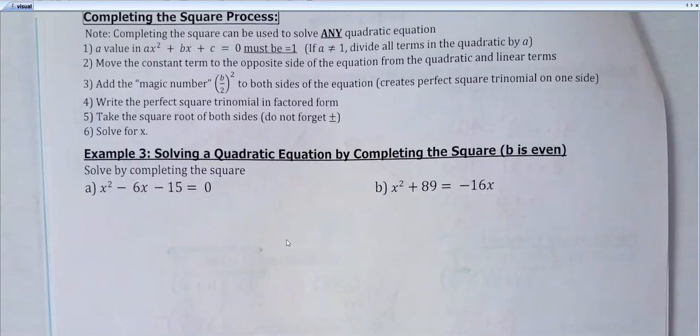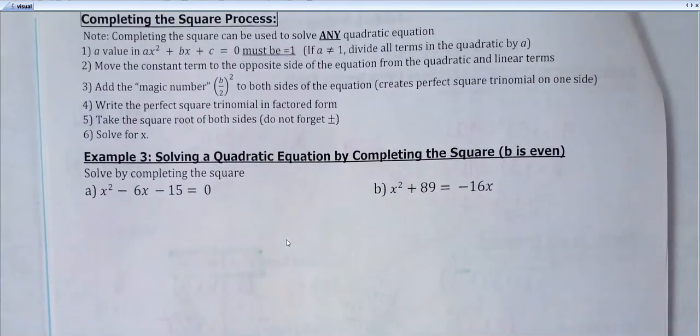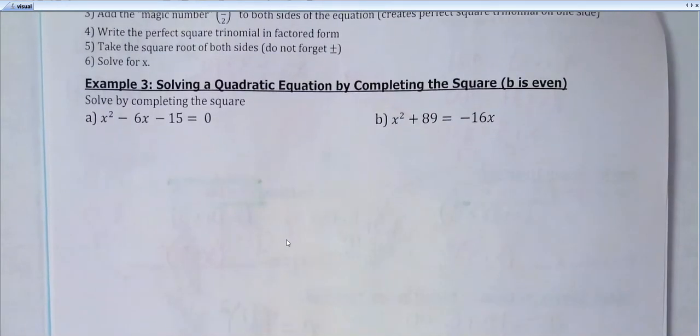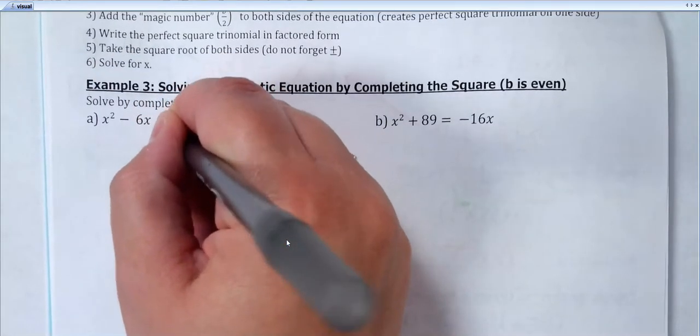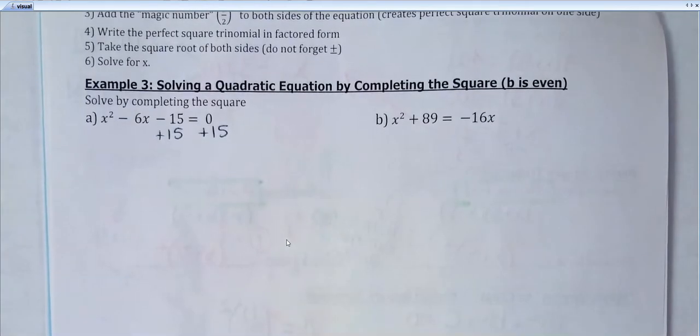First thing, it does say the A value has to be 1. You're not going to see anything other than that in any of the questions today. Now, what I would tell you to do, you want your squared term, your x squared, and your x on one side, any other plain numbers on the right side. So what I'm going to do here real quick, I'm going to move the 15 to the other side of the equation. It was being subtracted, so I'm going to add it.